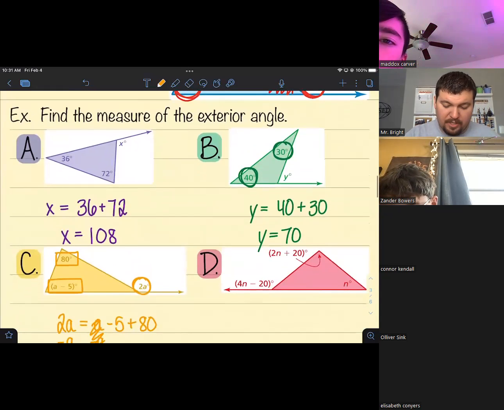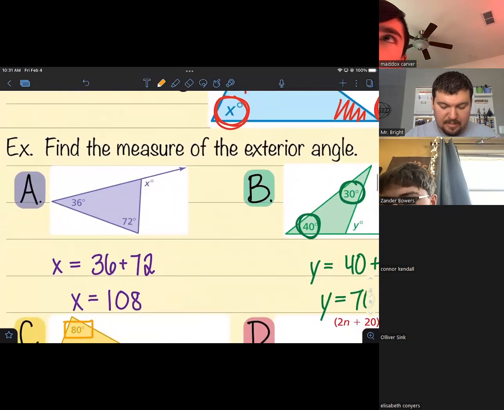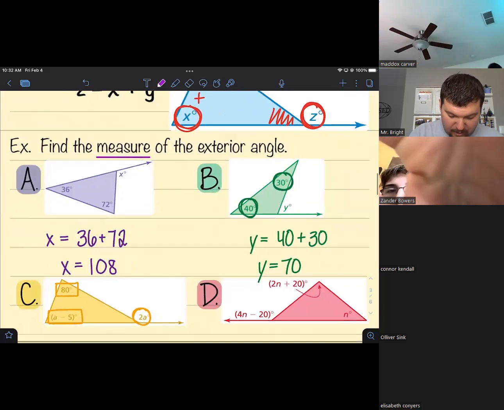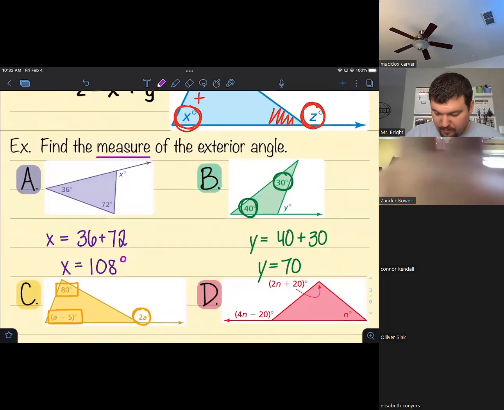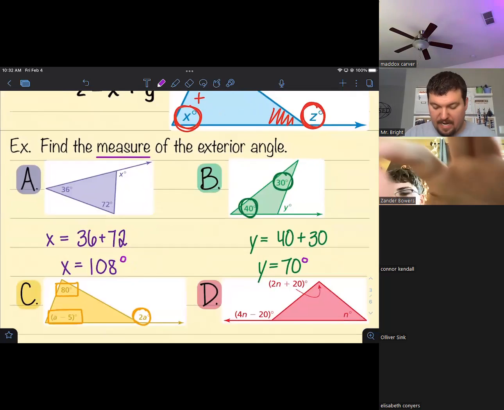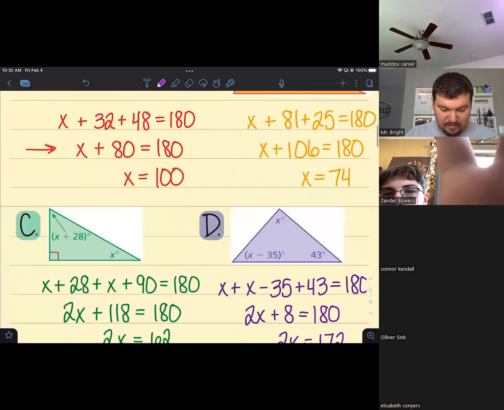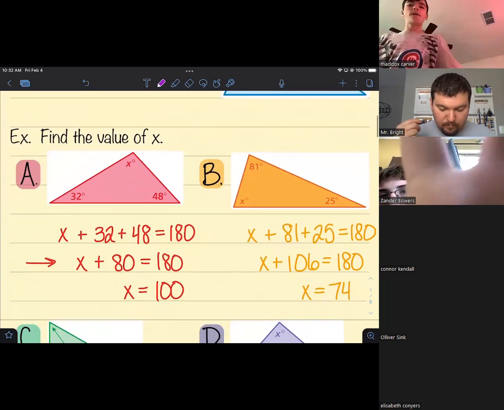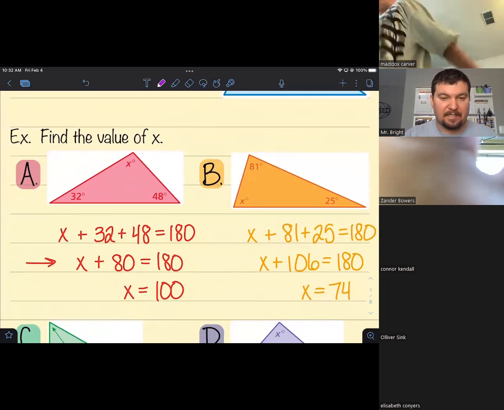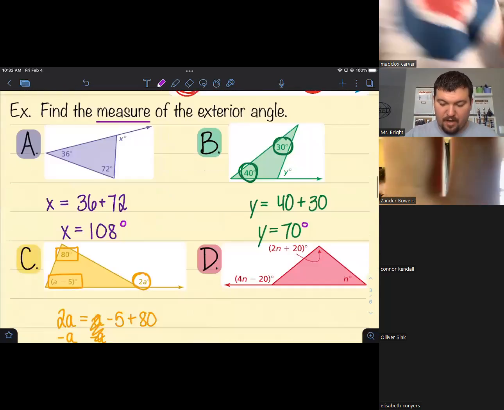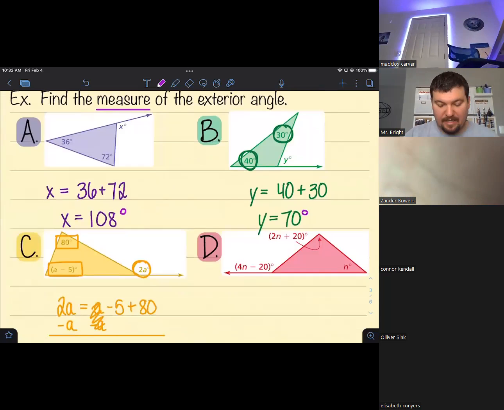Okay, so look at the instructions here for these examples. It says find the measure of the exterior angle. When you see that word measure, that means we're looking for an angle measurement. So I need to go back and put angle degree symbols on example A and example B, because it said measure. We didn't see that in the last few examples that said just find the value of X. So find the value of X means X equals my number and I'm done. But when it says find the measure of exterior angles, that means we need to label them.